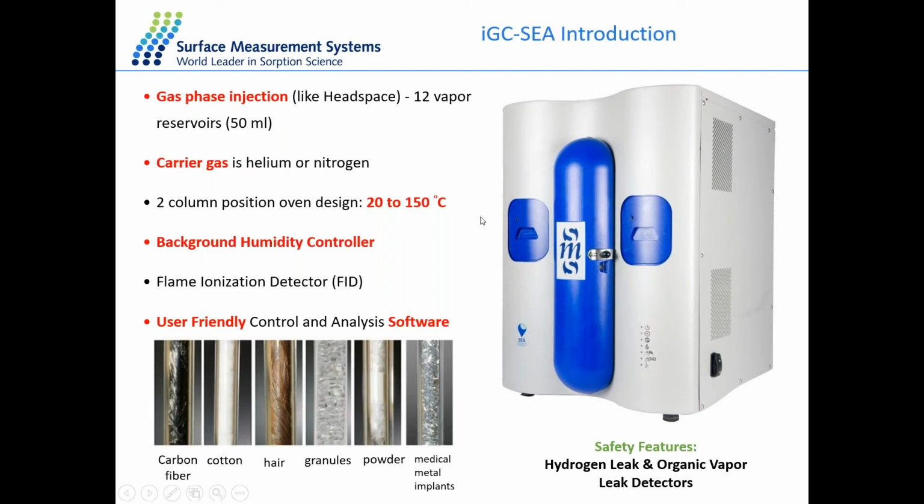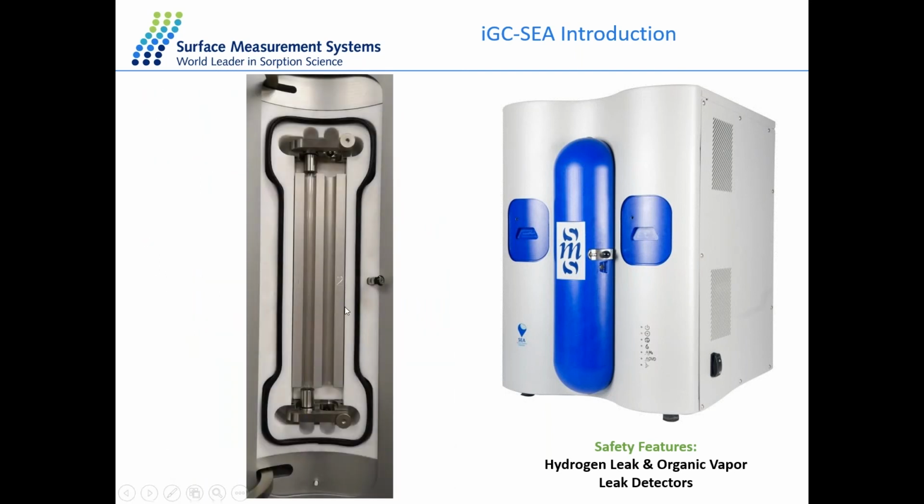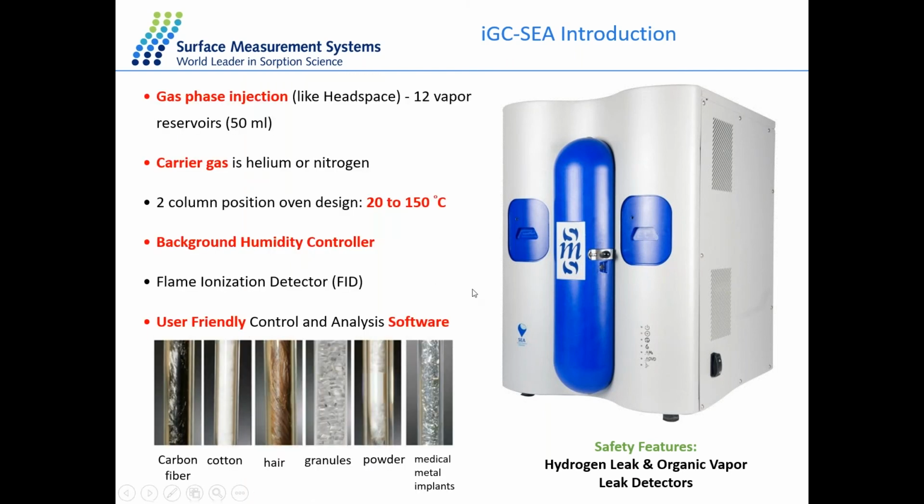The carrier gas in the system is either helium or nitrogen. And when you open this door in the middle, you would open up where we would put your columns. So we have two different positions to accommodate 2 different columns, and this is surrounded by a column oven. In this system, the column oven can go from 20 degrees to 150 degrees.